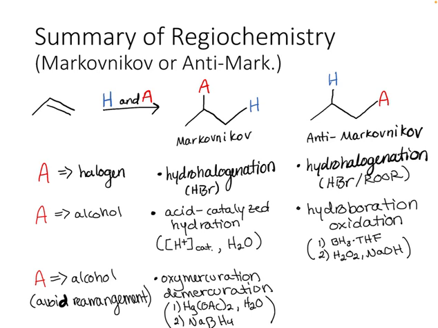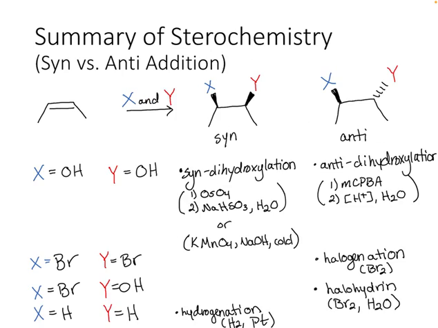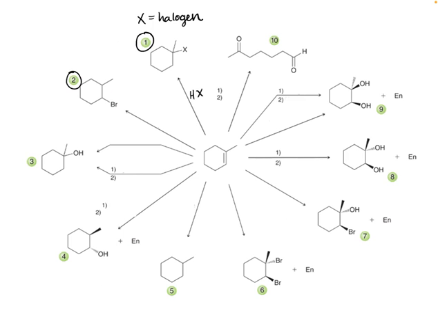if we want to end up with a halogen on the less substituted carbon, we would still perform hydrohalogenation, but we just have to add some sort of peroxide to it. So I'm going to write HBr, ROOR. So this is kind of like a puzzle. We're just kind of trying to figure out what's the missing piece here.